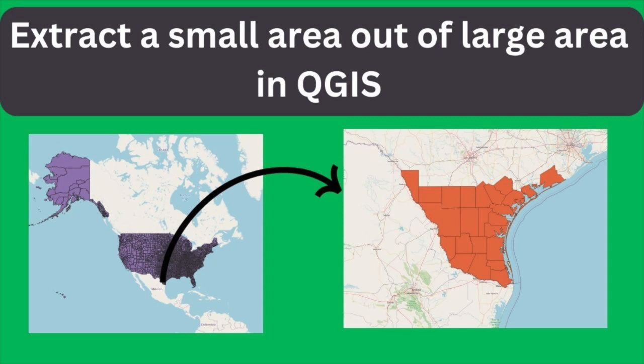Extracting a small area is always important for us in a map because we need to exactly show the area we are interested in. As an example, if you are doing a research study in a study setting, we need to show the map of the study setting exactly rather than the entire map.